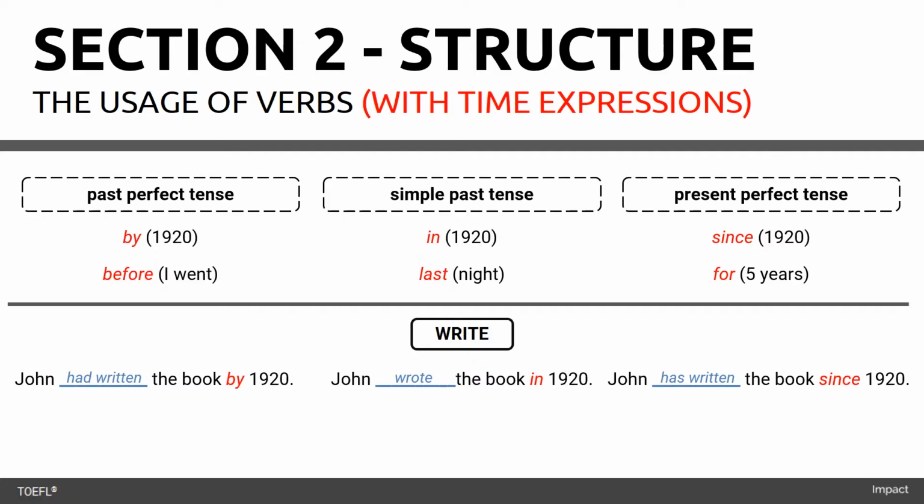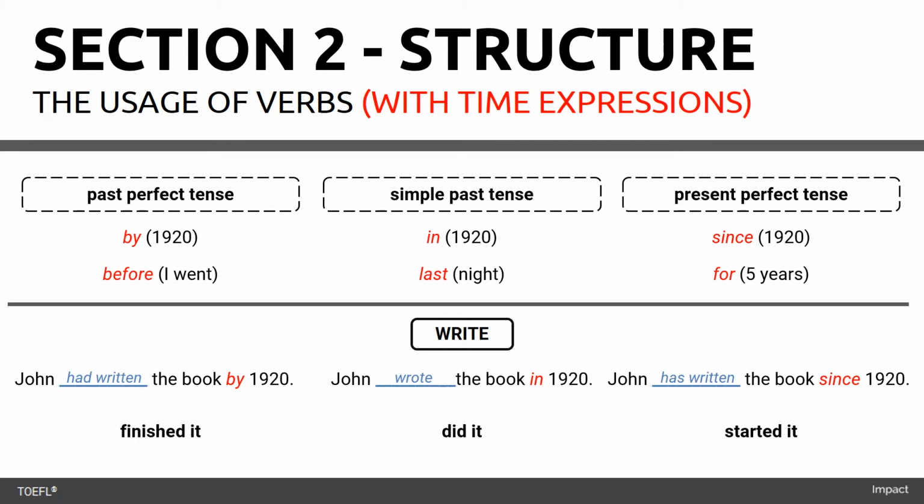Now, the difference between the three of this, if you still remember, the first one, by 1920, by here means what? What does by mean? By 1920, what had happened? He had finished the book. By 1920, he finished it. In the second one, in 1920, what happened? He did it. He wrote the book. And in the last one, since 1920, what does since here mean? It started, exactly. He started writing the book in 1920.